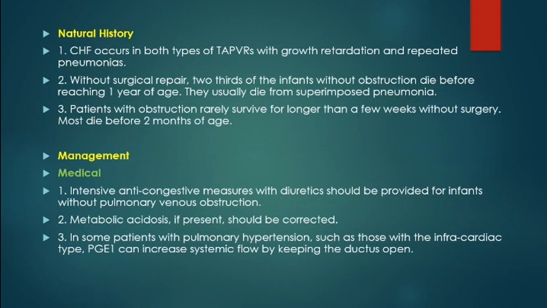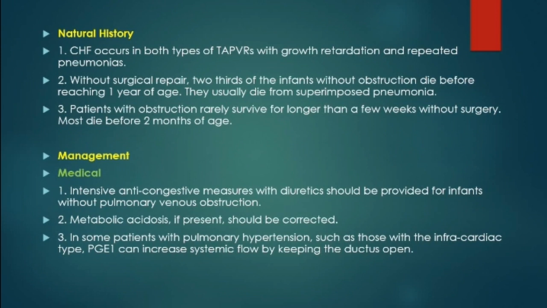So what is the fate of these patients without surgical intervention? Congestive heart failure will develop in all types of total anomalous pulmonary venous return, with growth retardation and repeated chest infections. Without surgical intervention, two-thirds of patients without obstruction will die before the age of 1 year, usually of superimposed pneumonia. Patients with obstruction rarely survive more than a few weeks without surgery, and mostly die before 2 months of age.